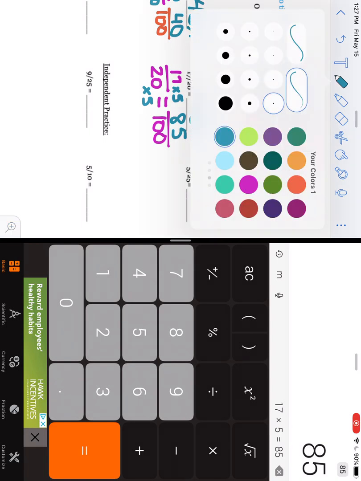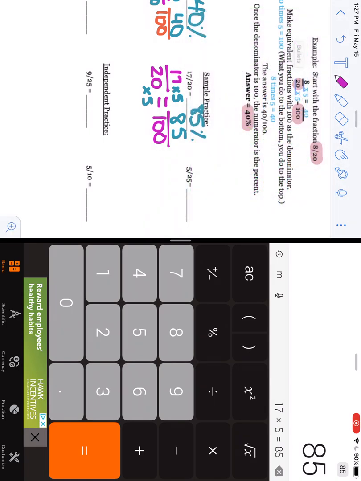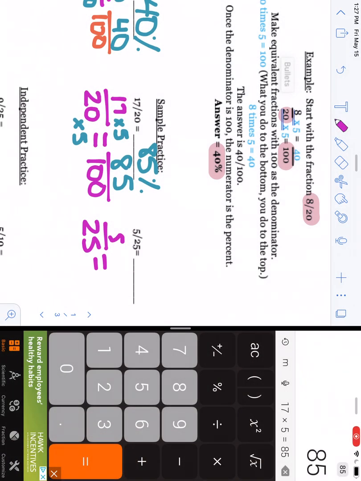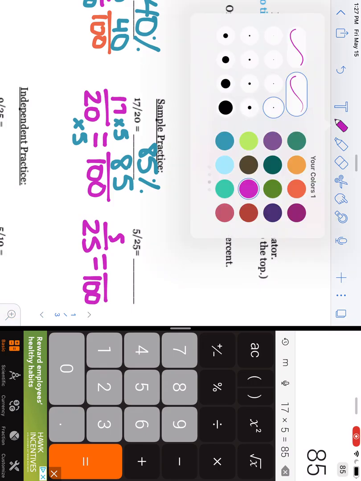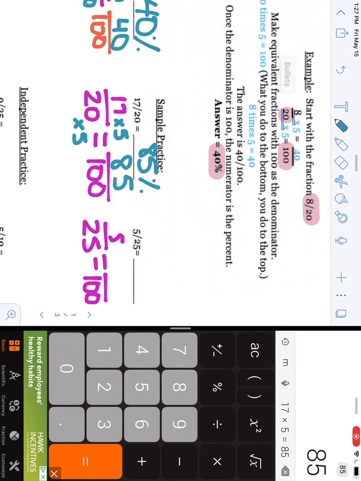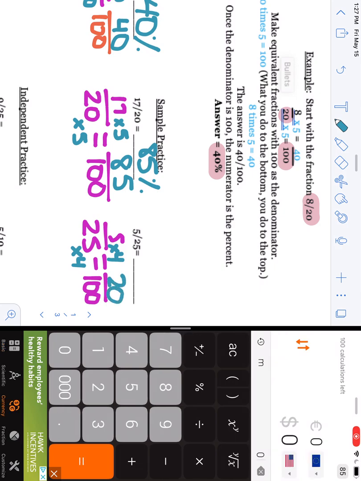Okay, now we're going to do our last sample problem together. So again, we're going to take our 5/25 and rewrite it up and down. Okay, and we're going to make 100 our denominator, because that's the first step, is to make equivalent fractions. Now, how does 25 turn into 100? Times 4. So we have to multiply by 4 up top. 5 times 4 is 20. Since 100 is already the denominator, the numerator automatically becomes our percent. So 5/25 is the same thing as 20%.